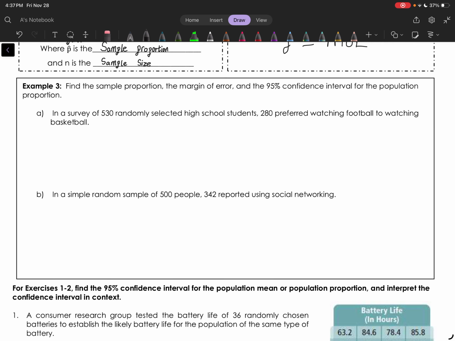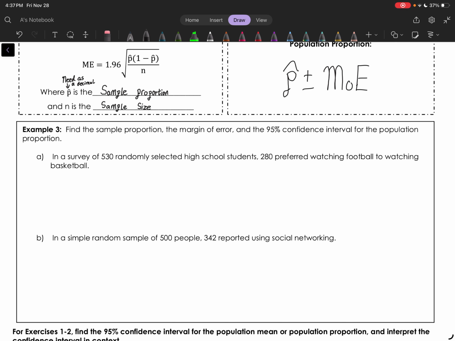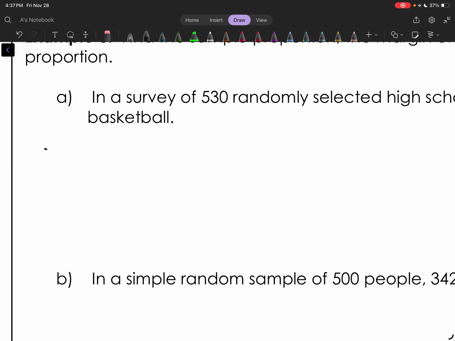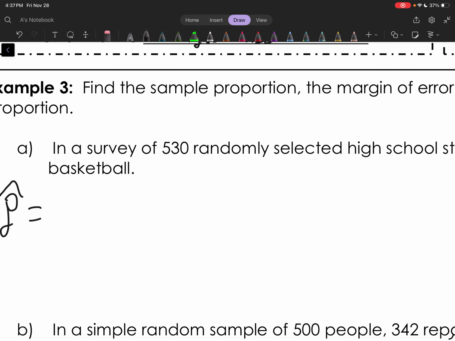Alright, example 3. Find the sample proportion, margin of error, and 95% confidence interval for the population proportion. I'm going to do A. I may or may not do B. For A, p-hat is equal to the amount that I want, 280, over the total amount of people, 530. This is going to be approximately 0.5283.